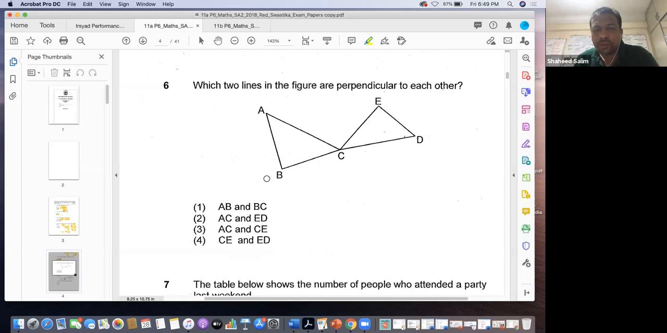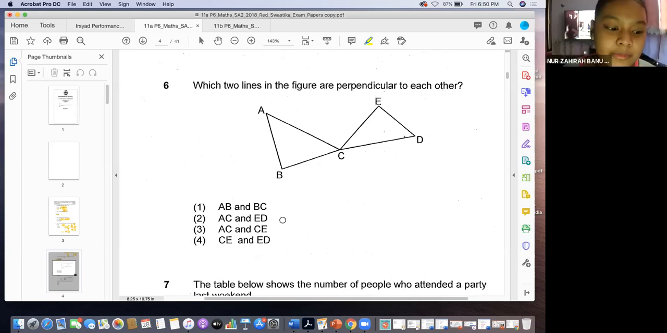A, B, B, C. A, C, E, B. Okay, but I show two possible answers because this one they didn't show clearly. A, C, C. Okay. This is answer number 3. Number 3. Yeah.